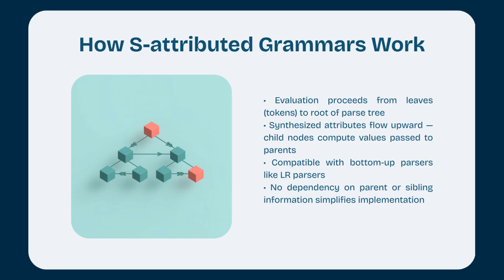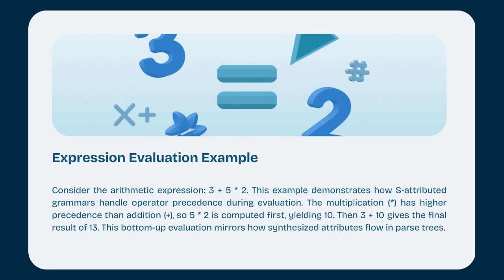How S-attributed grammars work. In these grammars, evaluation starts from the leaf nodes of the parse tree, which are usually tokens. Values are computed step by step and passed upward until the root node is reached. This is known as bottom-up evaluation. These grammars are compatible with bottom-up parsers like LR parsers and do not depend on parent or sibling nodes, making them easier to implement.